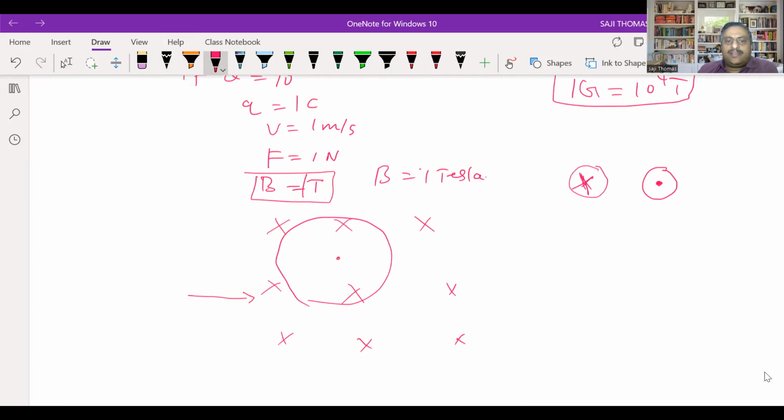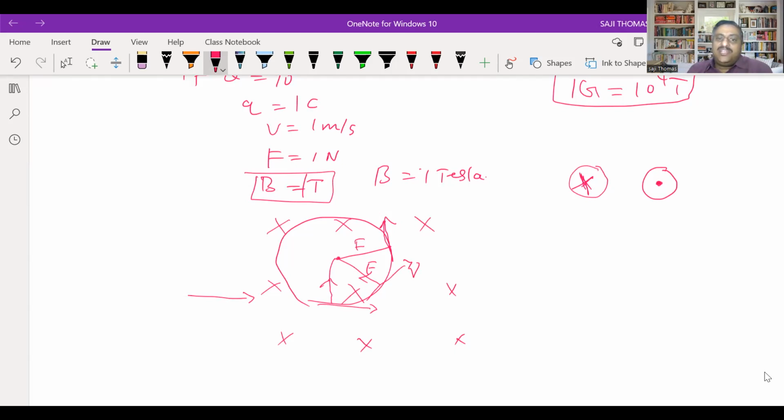Force will be towards the center of the circular path. So suppose velocity at this point is in this way, this will be the force. At the lowermost point, velocity this way, force is this way. So at every point, velocity is perpendicular to the force, so the particle moves in a circular path. So remember, when a charged particle enters a perpendicular magnetic field, it will describe a circular path.